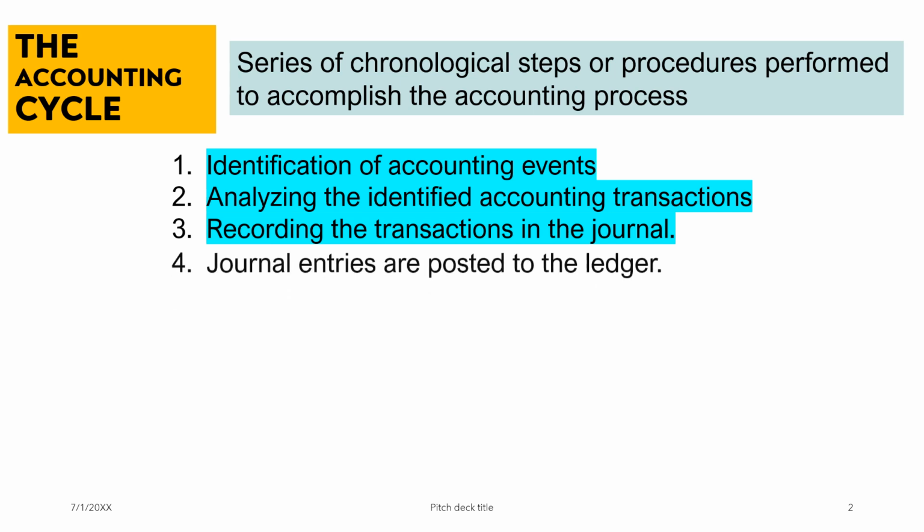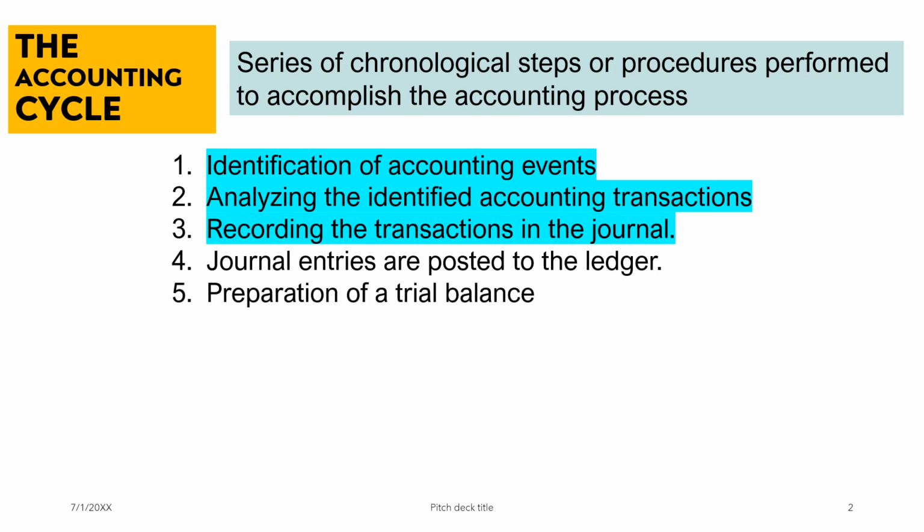And as mentioned, we will be discussing journal entries are posted to the ledger, and that is step number four. And then step number five, preparation of a trial balance. And step number six, preparation of a worksheet. And again, as mentioned, we will not discuss the whole procedures in the preparation of a worksheet because that requires your understanding in the preparation of adjusting entries. And we have a separate video lecture for that.